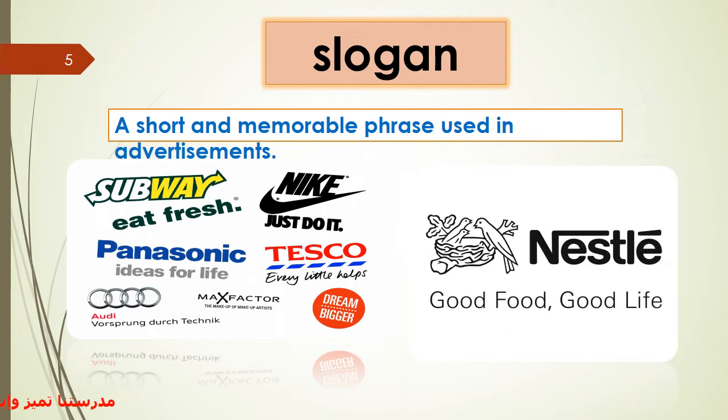Slogan. A slogan is a short and memorable phrase used in advertisements. If you see this sign, you can understand that Subway is a place where you can eat fresh food. And this other sign is Nike: just do it. We call these slogans. Panasonic, Nestle, whatever. If you see any slogan in an advertisement, you can guess what it is talking about, like Audi for cars. So these short phrases and signs are used in advertising.